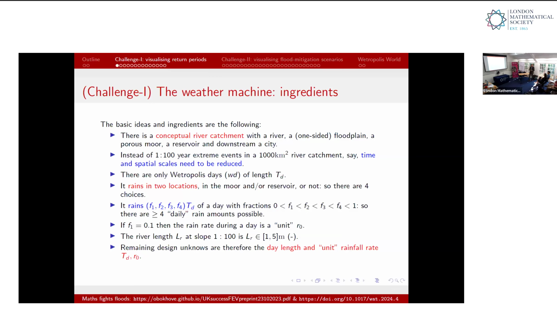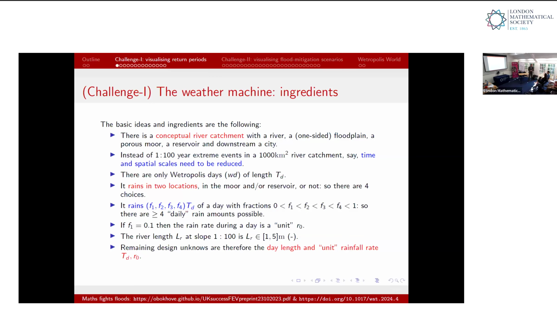Now I said, let it rain in two locations only: in the moor, which I've just introduced, and in the reservoir. So that's two, in both places, and the fourth possibility is no rain, right? I want to limit the options. Now it can rain a certain four fractions of this Metropolis day, so F1, F2, F3, and F4, and they lie between 0 and 1, and I've ordered them.